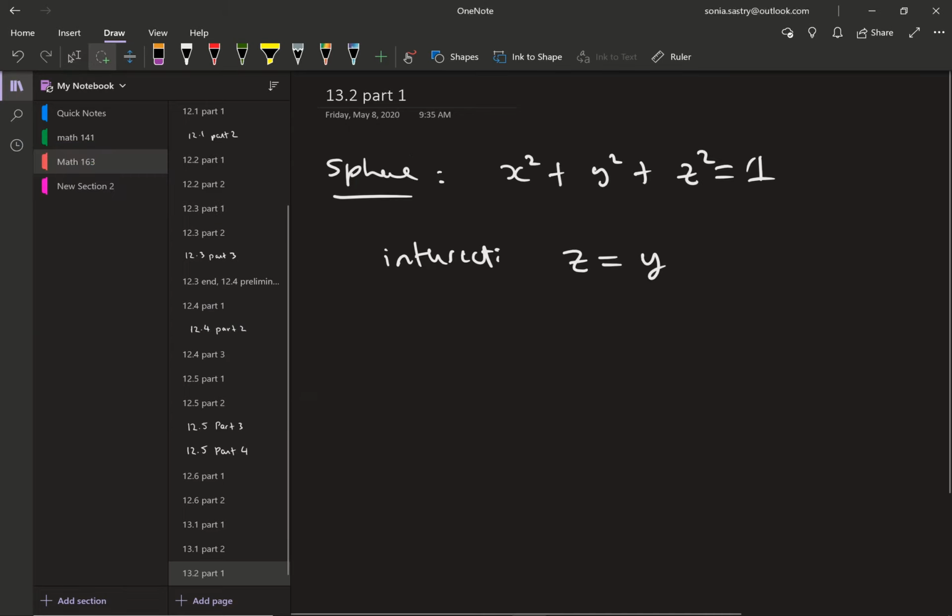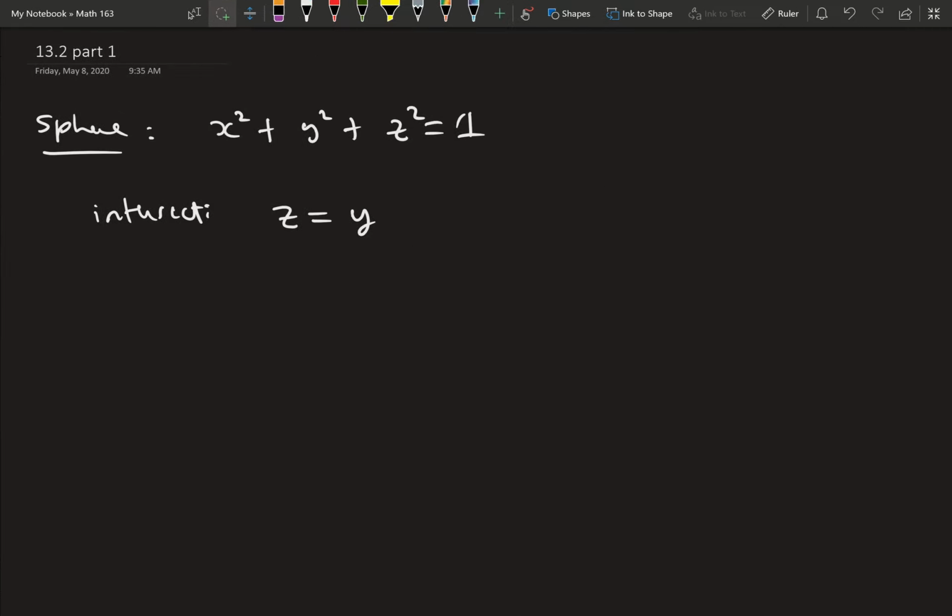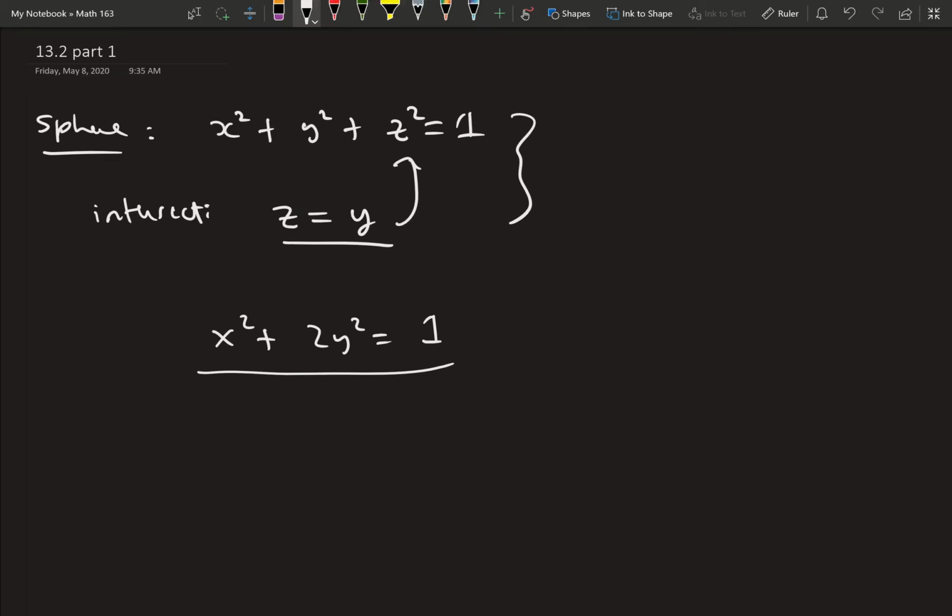Okay, so we're going to start 13.2. Before we do that, we left off with a little exercise to parameterize this particular intersection. So let's set z equal to y and plug that into the equation of this sphere. So what do we get? We get x squared plus 2y squared is equal to 1. And now this is essentially an elliptical equation.